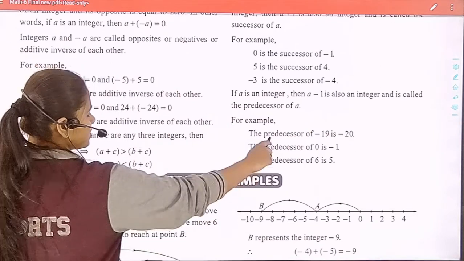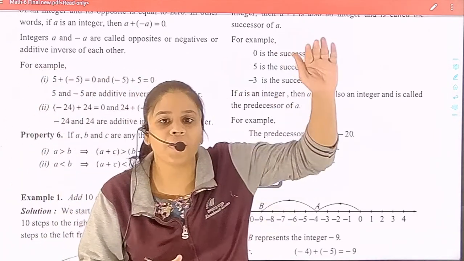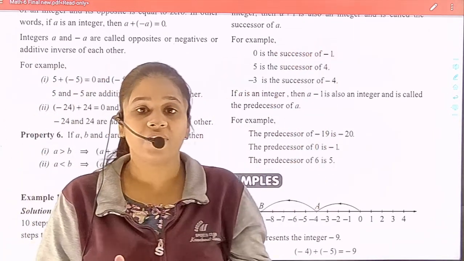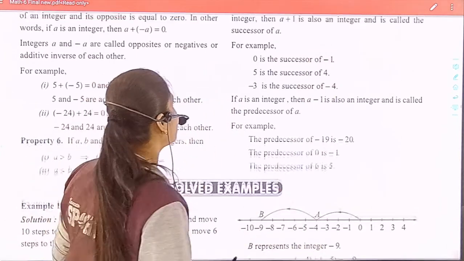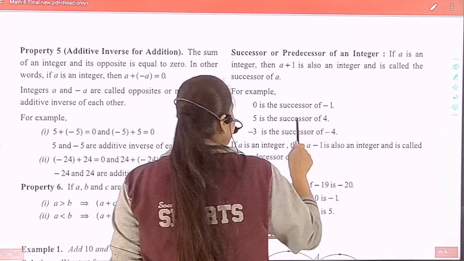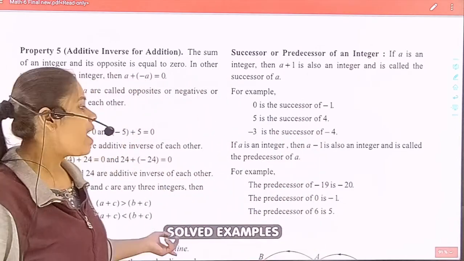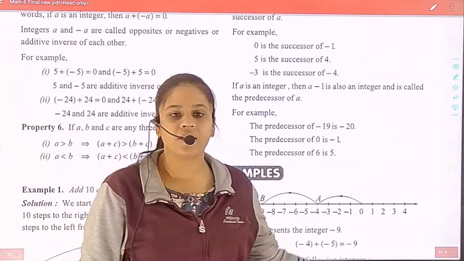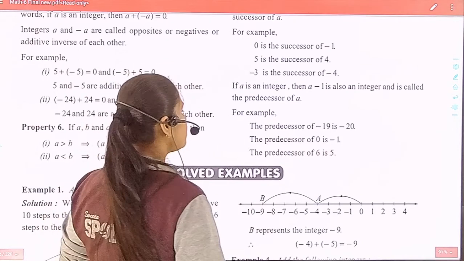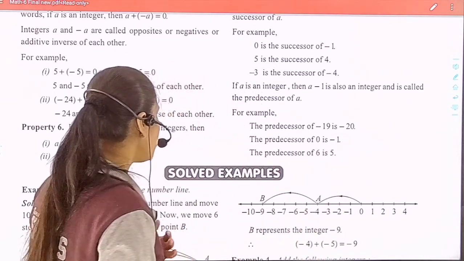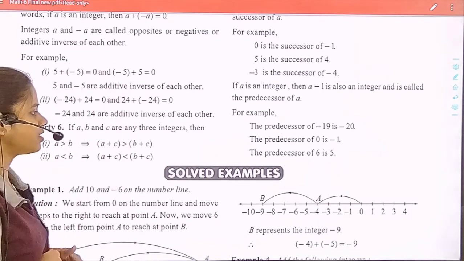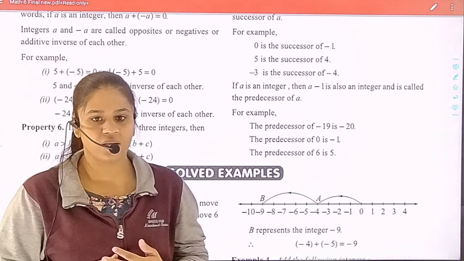So minus 19, we have to do increment in successor and we have to decrement in predecessor. I repeat it again. We have to do increment in successor and we have to do decrement in predecessor. माइनस 19 का क्या हो जाएगा? माइनस 20. Predecessor of 0 is minus 1 and predecessor of 6 is 5.